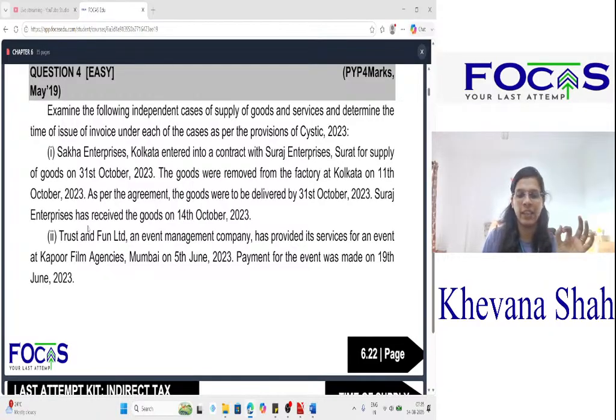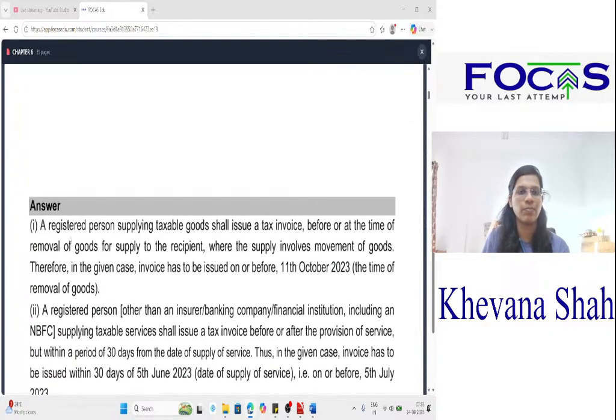And in second case, whenever there is this supply of services, then in that case the invoice should be issued within 30 days from that event. Okay, so the event is taking place on 5th of June, so I need to calculate 30 days from that, so that will be your 5th of July. So on or before 5th of July, the invoice must have been issued. Now let's see the answers.